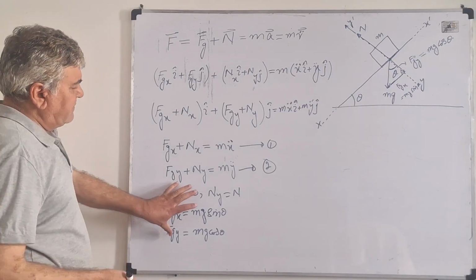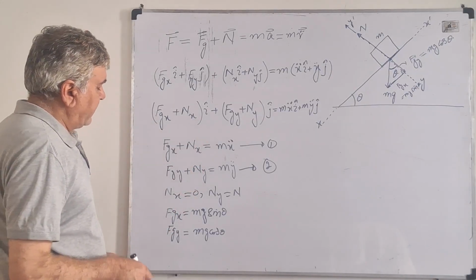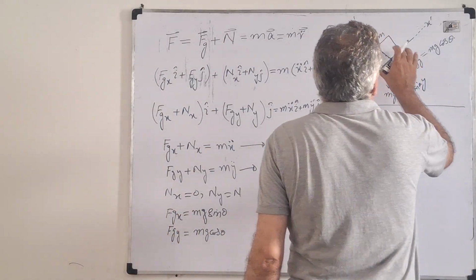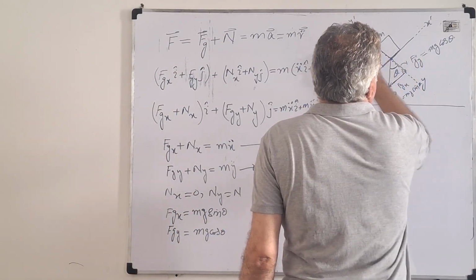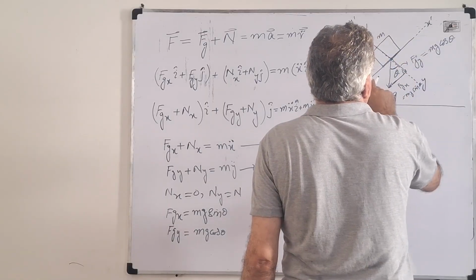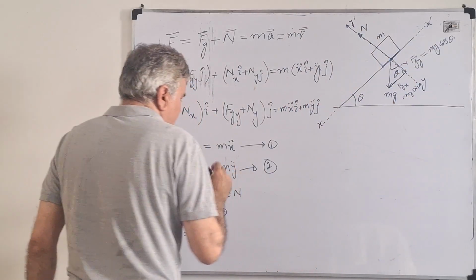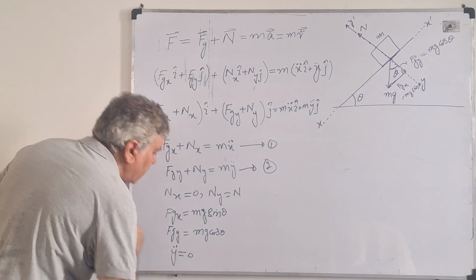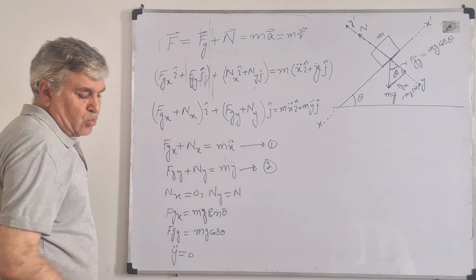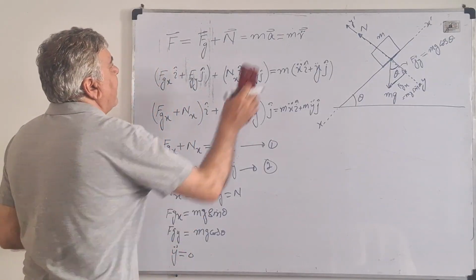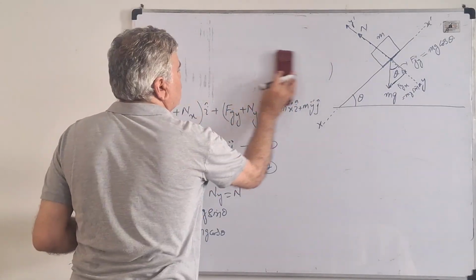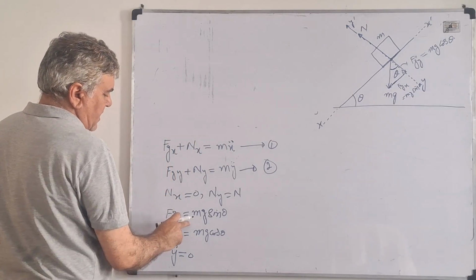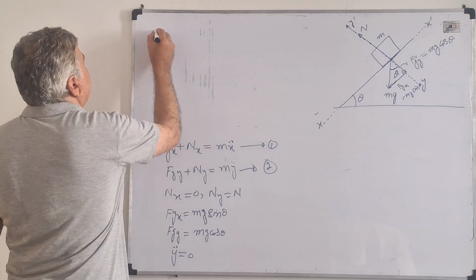So if I put these values, and one thing more, since there is no motion along the y-axis because the block would remain on the plane, therefore y double dot is equal to 0. So putting these values in equations 1 and 2, I can write 1 and 2 in the modified form like this. For Fgx, I write mg sine theta.